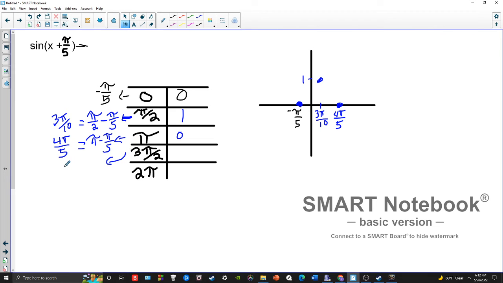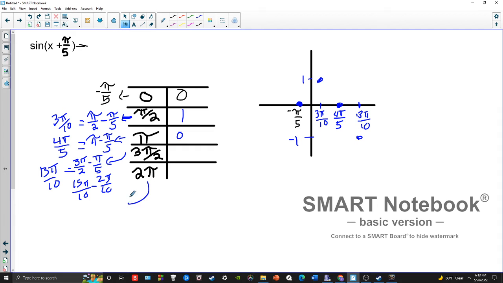Down here, again, same deal. 3 pi over 2 minus pi over 5. This is going to really stretch my mental math here. That'd be what? 15 pi over 10 minus 2 pi over 10, which is going to end up giving me, let's see here, that'd be 13 pi over 10. So that would be my next point over here. 13 pi over 10. That's going to be where I hit my negative 1.